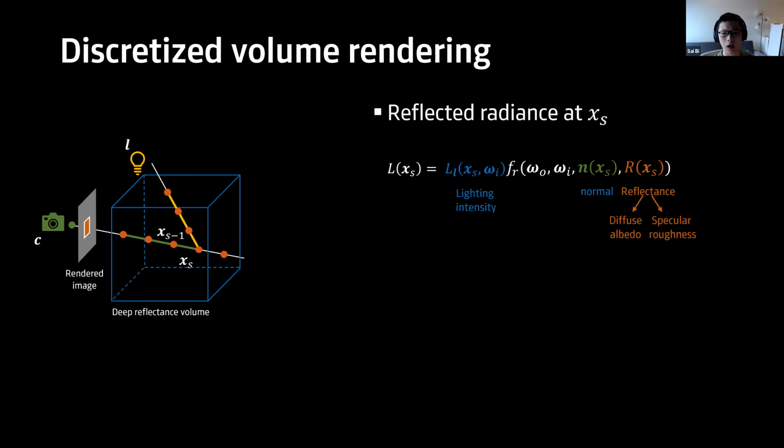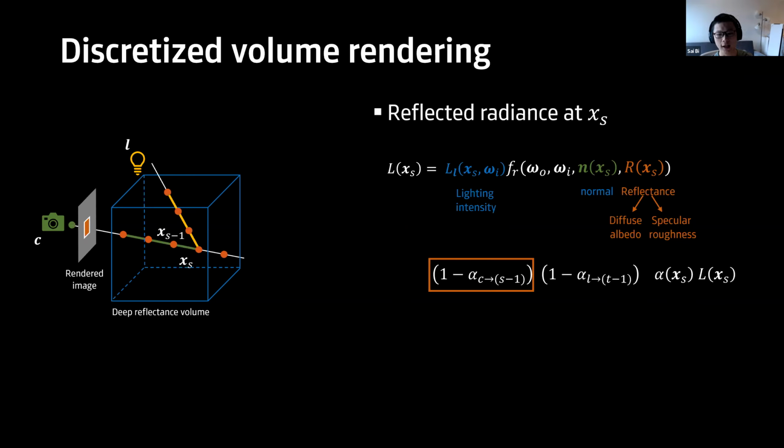Then the final contribution of this point can be calculated by considering the absorption and scattering along both the camera ray and light ray. Here, the first term accounts for the absorption of the reflected light along the camera ray. And the second term accounts for the absorption of the incident light along the light ray. And the third term measures how much light is scattered at that point. These terms are combined to give the final contribution of the point. And we accumulate the contributions of all sample points to get the final color of that pixel.